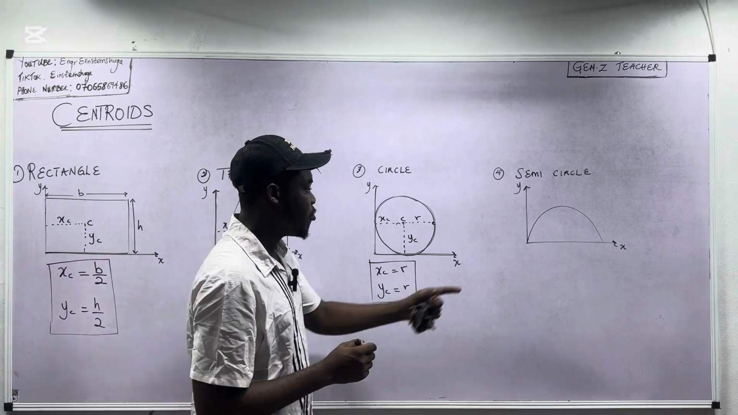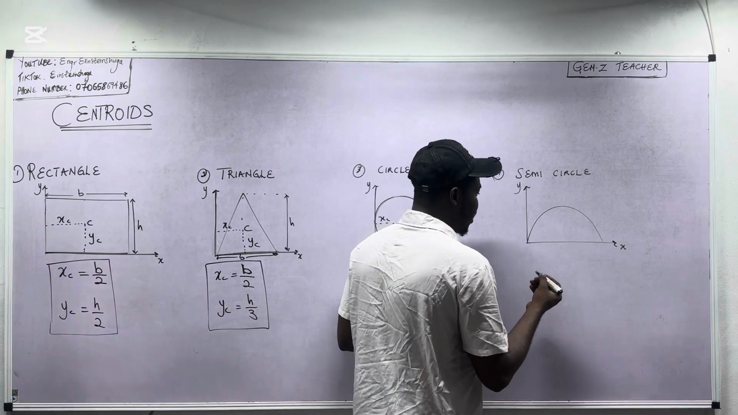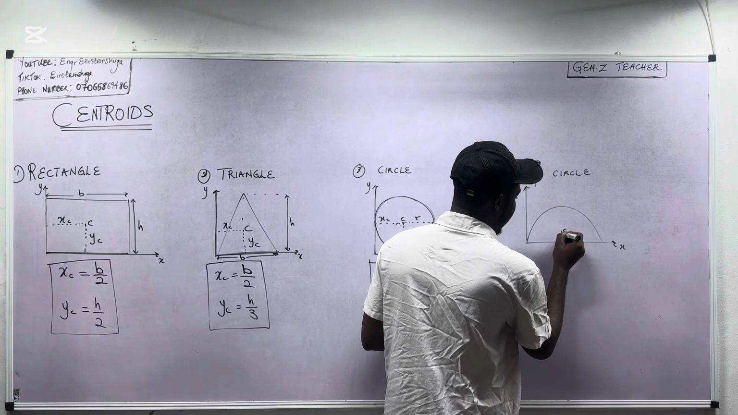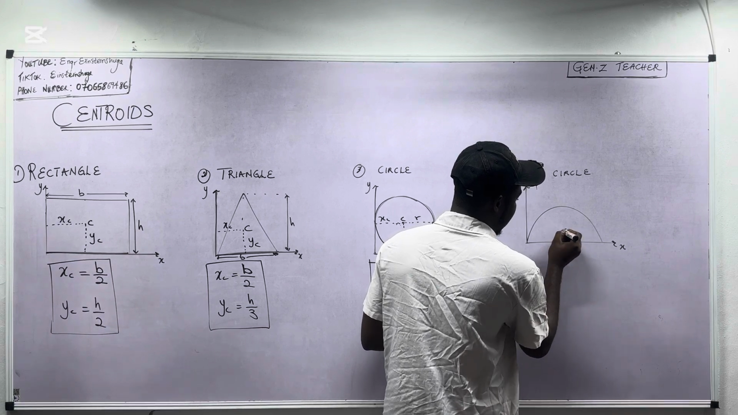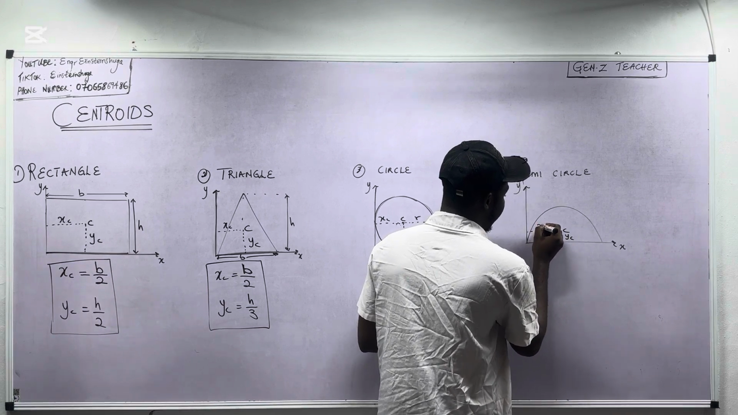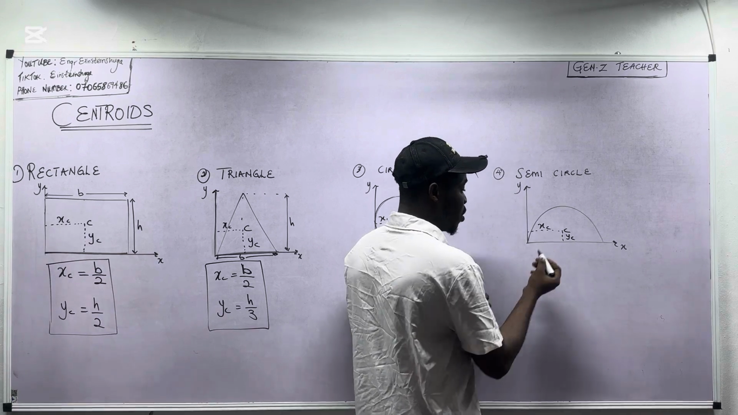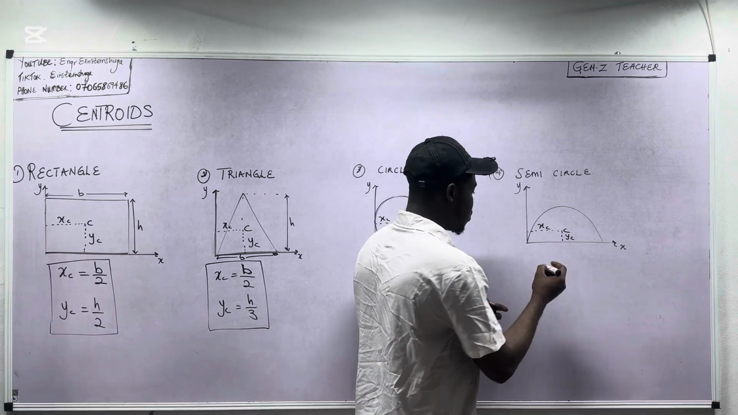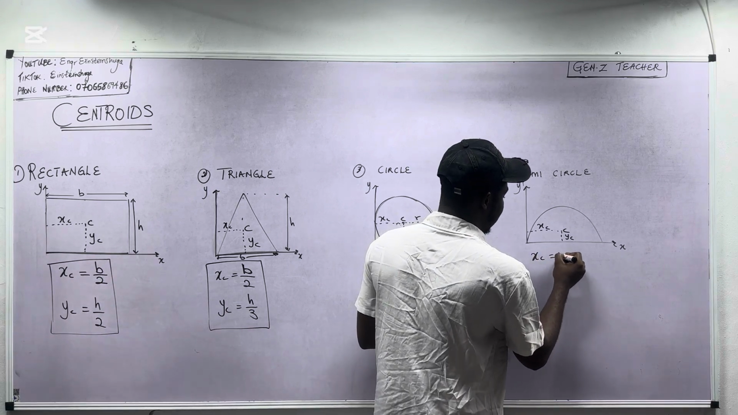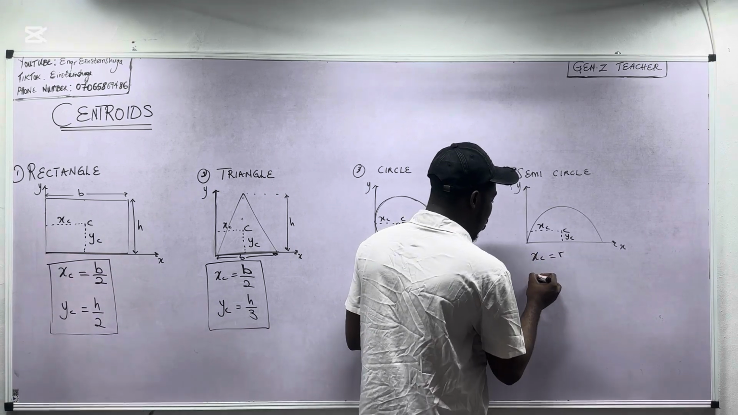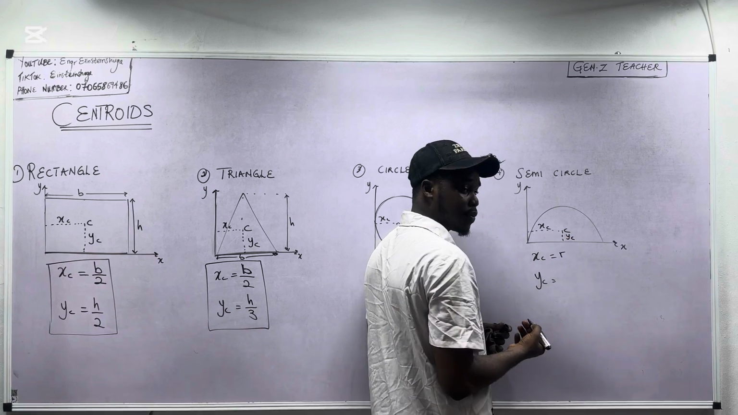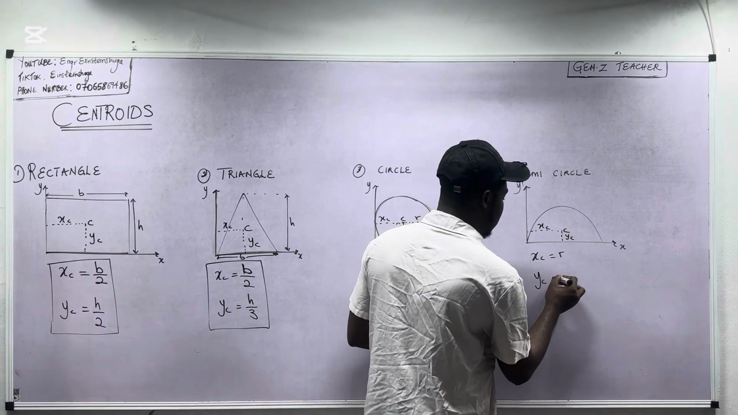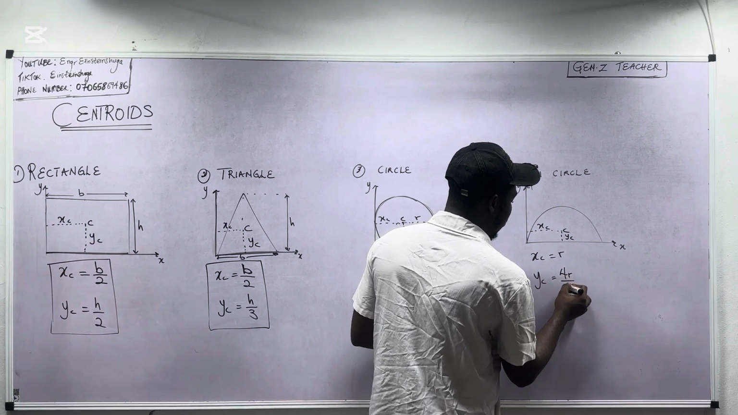Now for the semicircle, we're going to pick a center again. Let's say we pick here as our center. From here to here is the y-centroid, while from here all the way to the y-axis is the x-centroid. Remember again, from here to this y-axis becomes the radius. So we can say the x-centroid is still the radius, but the y-centroid is not the radius, neither is it half of the radius. In this shape, the y-centroid becomes 4r over 3 pi.